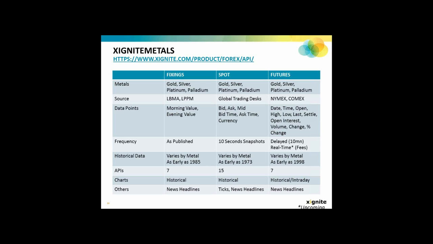Depending on your business, some firms really work off of fixing information, others look at spot prices, and others look at futures prices as a way to anticipate the price of spot. This data is available as published in the case of fixings and 10-second snapshots for spot information, and soon we'll have true real-time information for metal prices as well. The future data is delayed and is also fee-liable from an exchange standpoint. For all those prices, we have a lot of historical data available, which allows you to create and power the types of historical charts that Joe showed a little earlier.